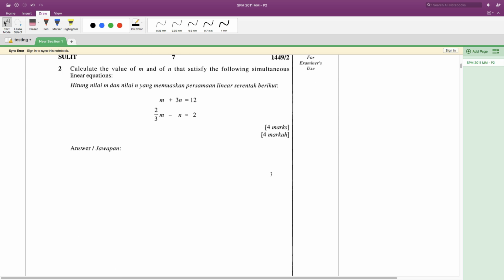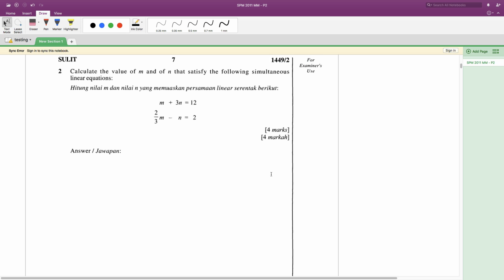Okay, this one is very easy, just simultaneous equation. For simultaneous equation, normally whenever I see an equation with a fraction, I do not like the equation like this. So what I will do is, you can find out this is 2 divided by 3, right? 2 over 3. So what I will do is, I will multiply by 3 for the whole equation here.